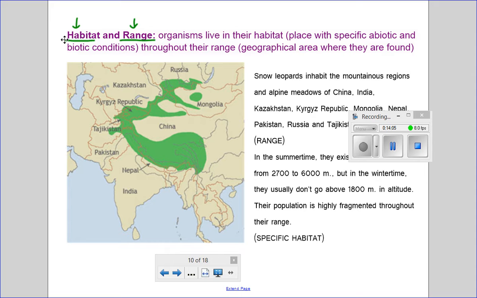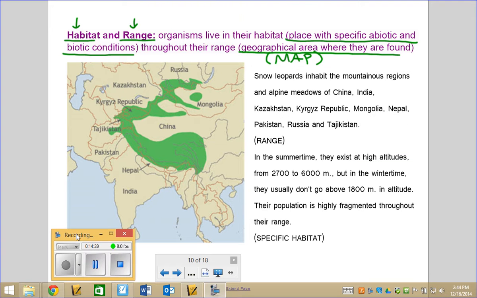Habitat is a place with specific abiotic and biotic conditions. If you wanted to, you could think about ecosystem, and we could probably interchange those words in this sense. Range is a geographical area, like on a map. And so they're not saying the same thing. And so to help illustrate this difference, I have an example regarding snow leopards.